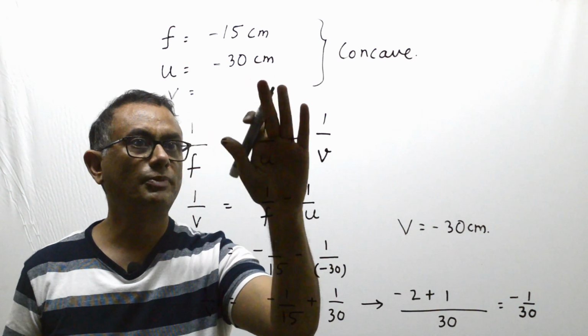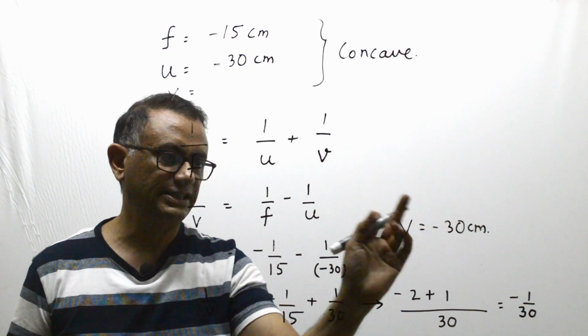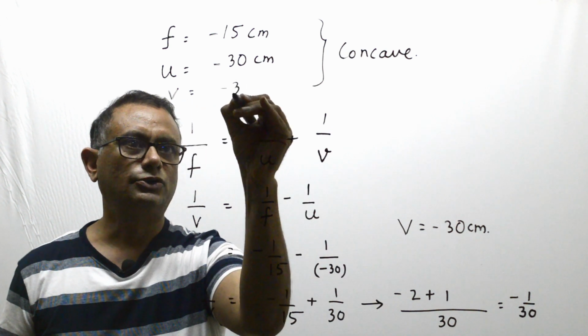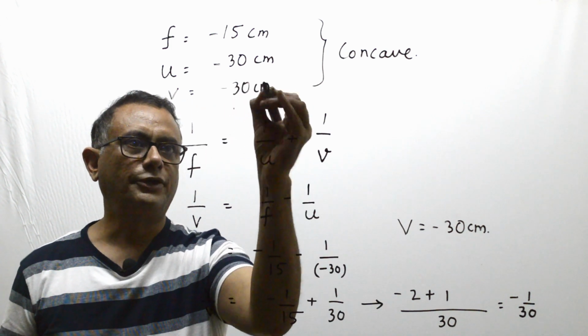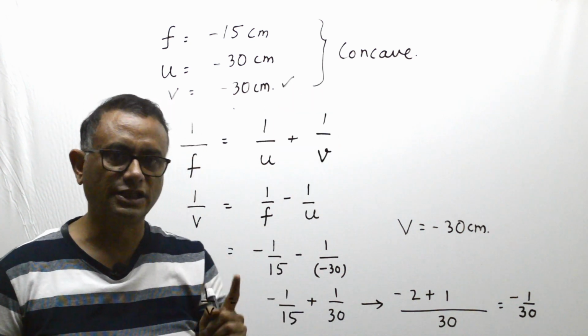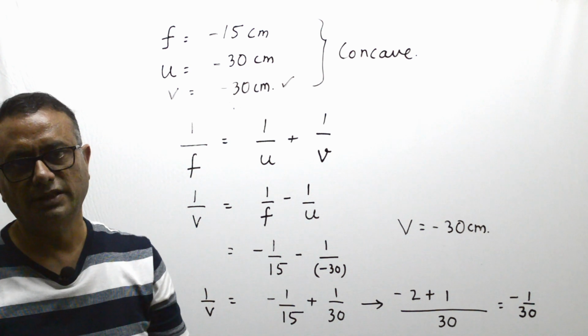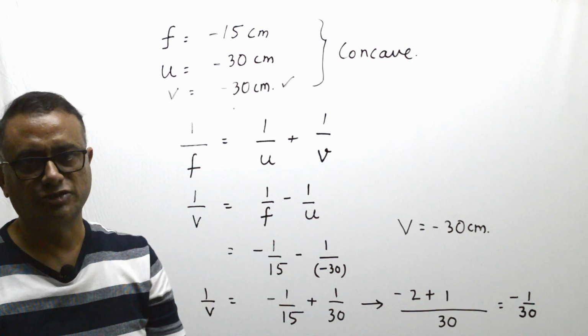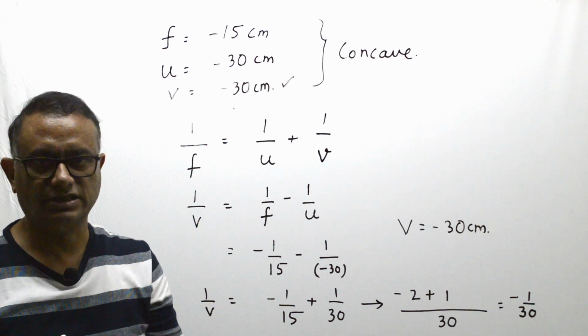See, the sign automatically came. You didn't need to supply any sign now. Okay, you just put it in the formula and you got the answer. V is equal to minus 30 centimeters. So this is how we solve the numericals with respect to convex and concave mirrors. I hope you followed this.